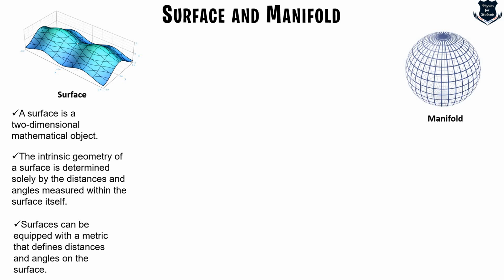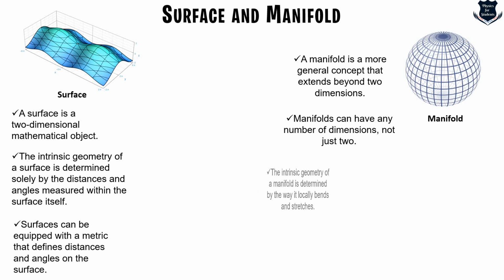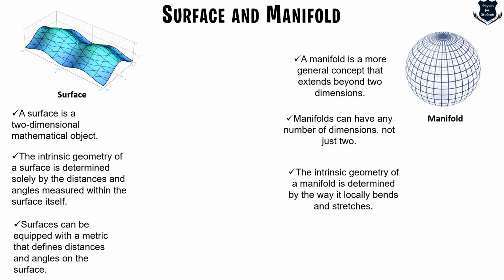Now we come to manifold. Manifold is a more general concept that extends beyond two dimensions. As we will see when we go into the mathematics of manifolds, things which are more than two, three or even four dimensions, those n dimensions, can be expressed through manifolds. Manifolds can have any number of dimensions, not just two. The intrinsic geometry of a manifold is determined by the way it locally bends and stretches. That is why we call differential geometry the study of geometry which is local.